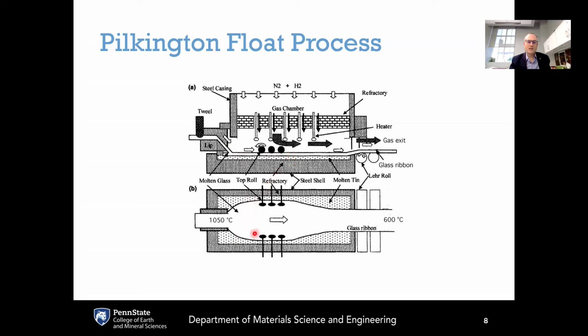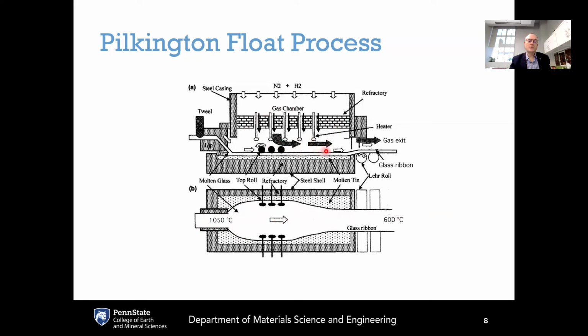The glass spreads out across this molten tin bath, and you get good thickness control based on how fast you pull the molten glass across that bath. So the molten glass is delivered, it floats on top of the tin, and then it gradually cools as the glass progresses horizontally across the molten tin bath.